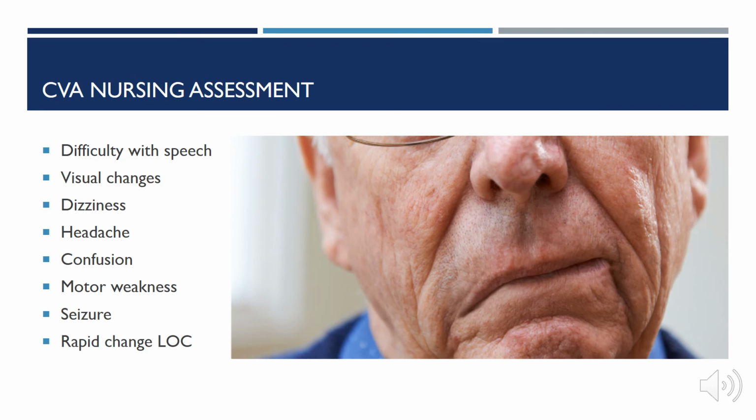When we are assessing a patient that we are assuming has had a CVA, there are things we have to watch for. You see all the commercials, you've seen it in your BLS classes, but difficulty with speech, they can have visual changes, dizziness, headaches, confusion, motor weakness, seizures, and a rapid change in their level of consciousness.